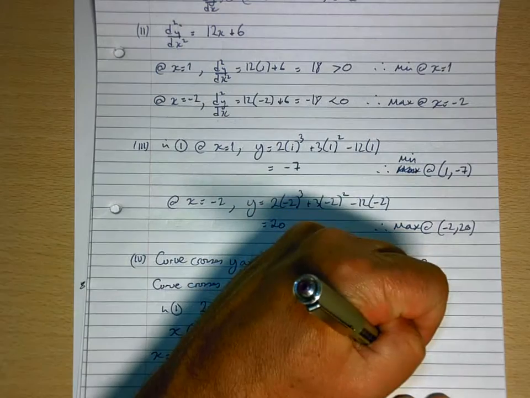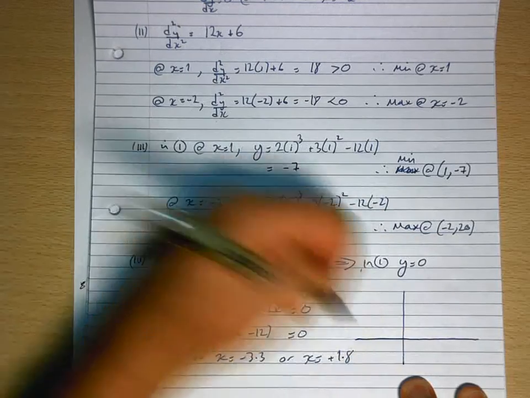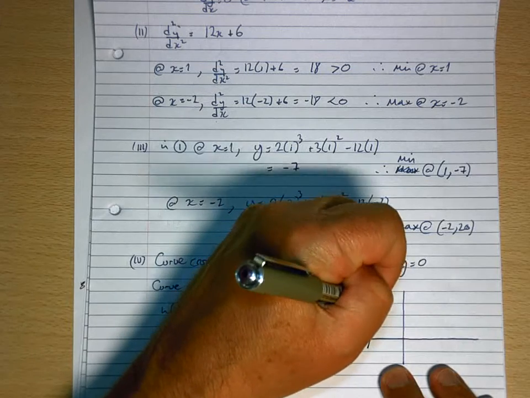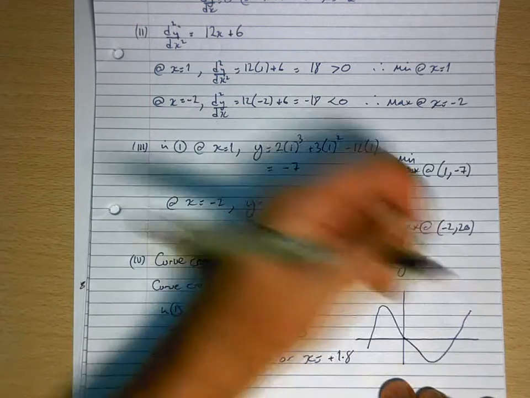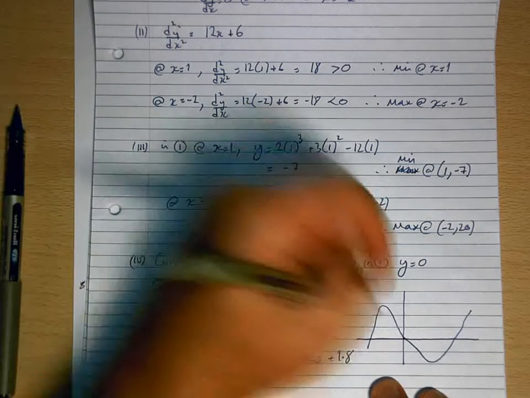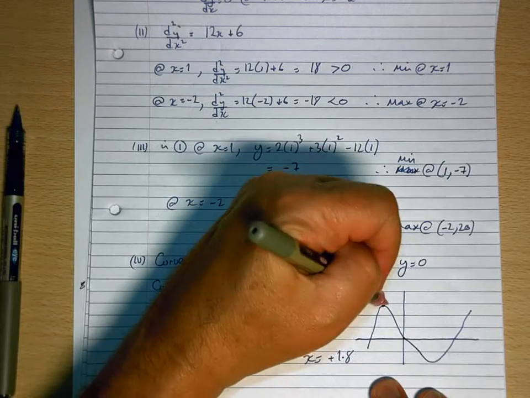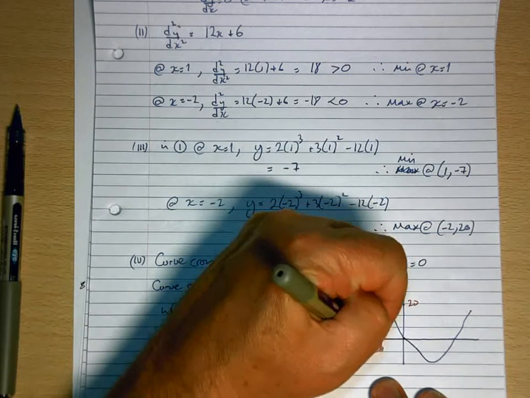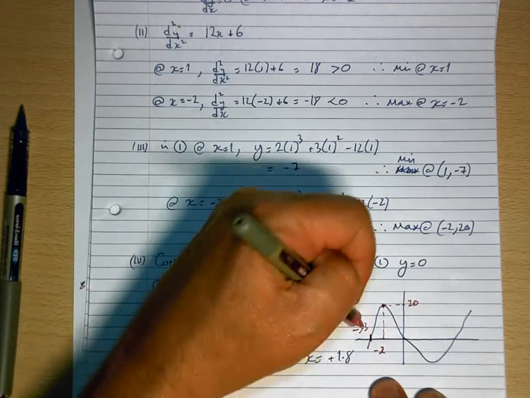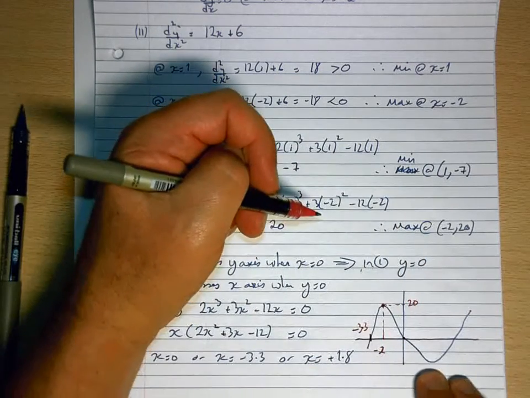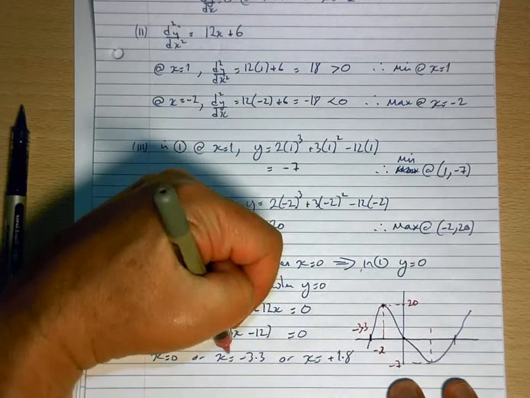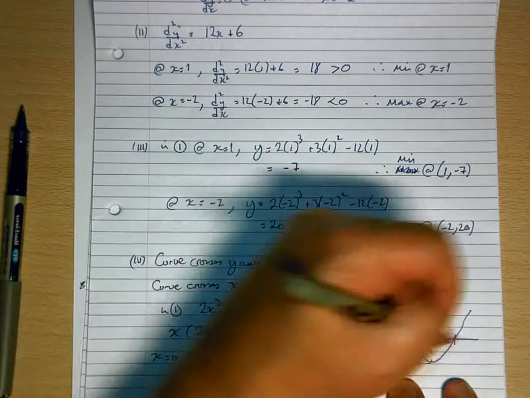So to sketch that now, what this is allowing me to do is to know that I've got a graph that's doing this. It's going to have a maximum value there of minus 3.3, 20. Here's 0, 0. The minimum value is 1, minus 7, and this point here is 1.8.